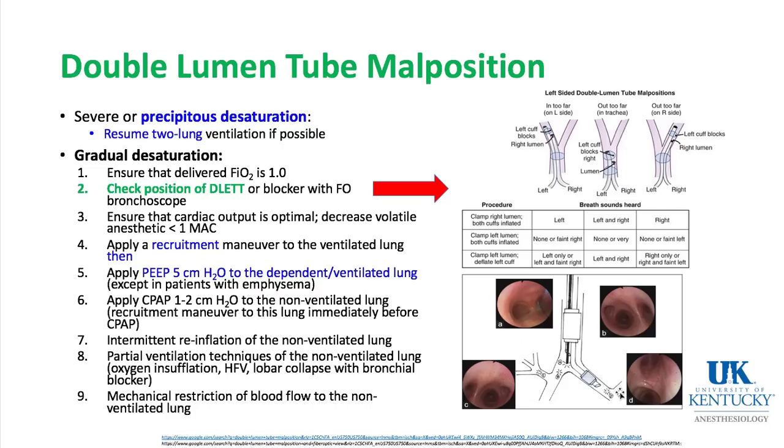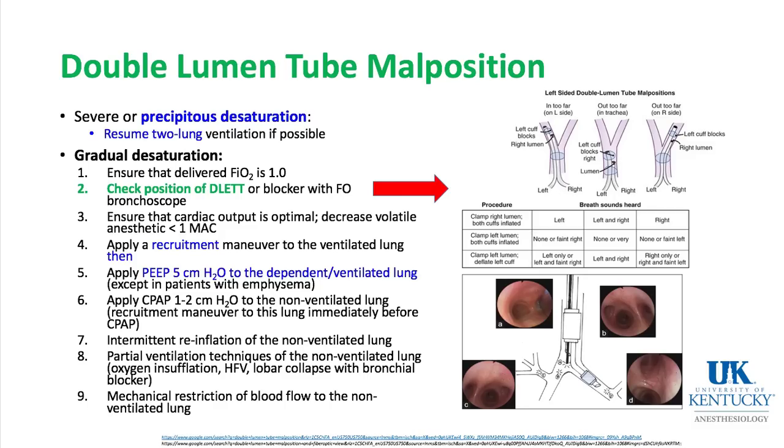Now let's go back to our gradual desaturation situation where you've checked the position of the double lumen endotracheal tube. Ensure that the blood pressure is okay and the cardiac output's okay. Recruit the ventilated lung with increased peak airway pressure. Hold it open for a while and then release it. Add PEEP to it of 5 centimeters of water. And then you can start adding CPAP to the non-ventilated lung after you've recruited it. You can do intermittent reinflation of the non-ventilated lung, but the surgeon's not going to be real happy with that lung occasionally going up and down.